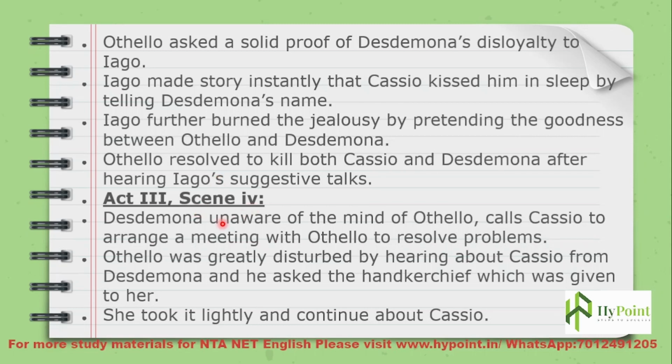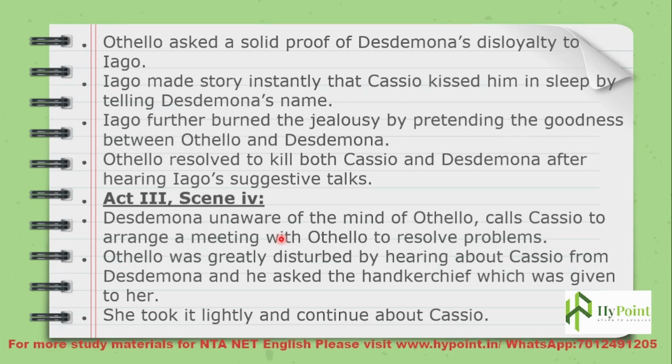Act 3, Scene 4. Desdemona, unaware of the mind of Othello, calls Cassio to arrange a meeting with Othello to resolve problems. So Desdemona thinks that maybe because of his whole responsibility for the army and all, Othello is disturbed. Nothing much is there. She never imagines that Othello's mind is against her and that he suspects her. She is such an innocent, sweet woman. Unaware of anything going on in Othello's mind, she decided to arrange a meeting between Cassio and Othello in order to solve problems.